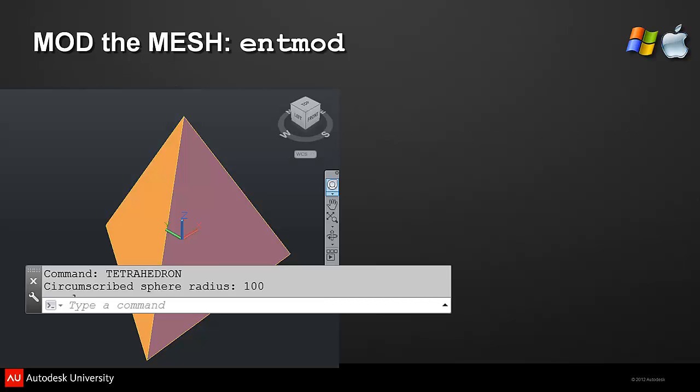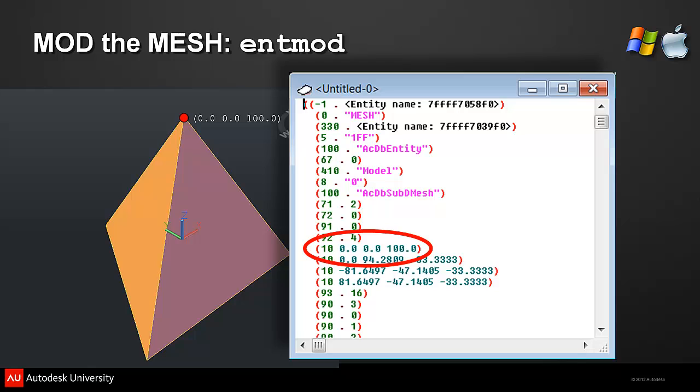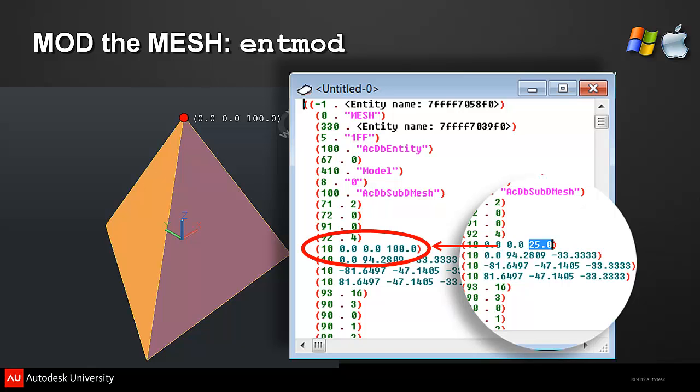To see how endMod works, we can use our new tetrahedron command. Once drawn, we'll get its entity definition list with endGet endLast. Then copy, paste, and format it in a new editor window so we can inspect its values. Suppose we want to change the coordinates of the upper vertex. The original value of the C coordinate is 100. We will change it to 25.